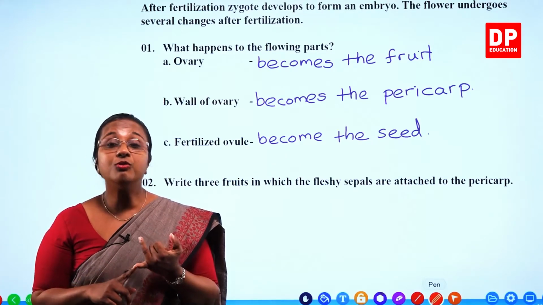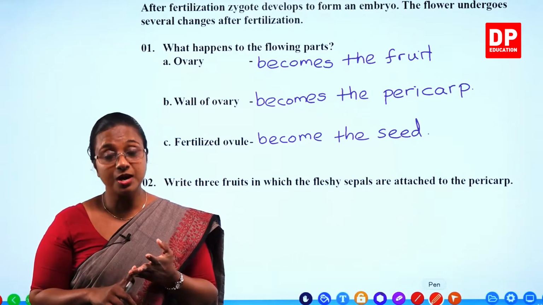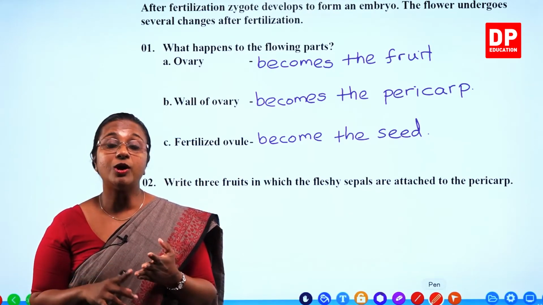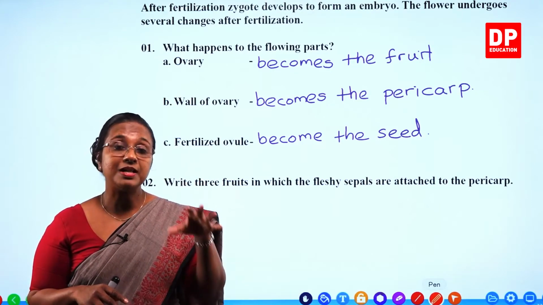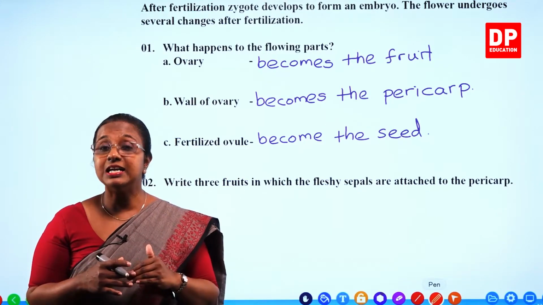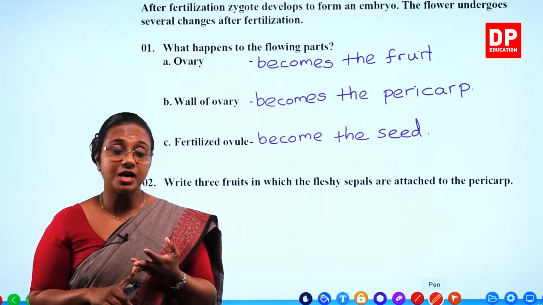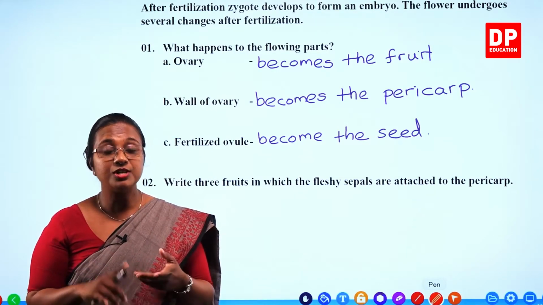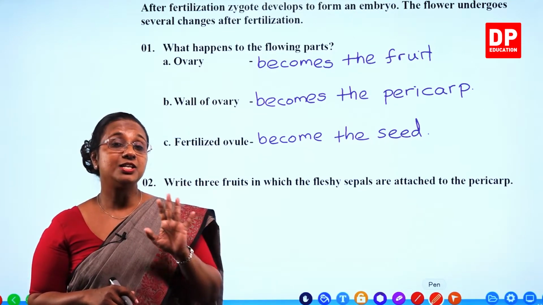You know guava, you know brinjals. In all these, even jambu or rose apple, what we call as rose apple is jambu. In all these fruits, the sepals are attached to the pericarp. They become fleshy and they are attached to the fruit. Mangosteen, rose apple or jambu, then there is brinjals and guava. In all these, the sepals are attached to the fruit.